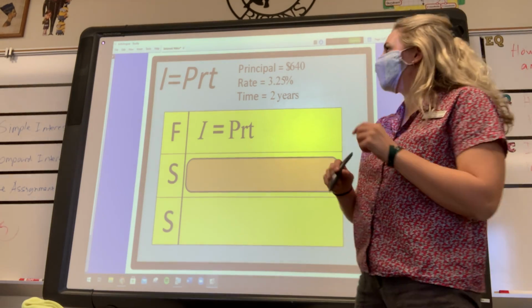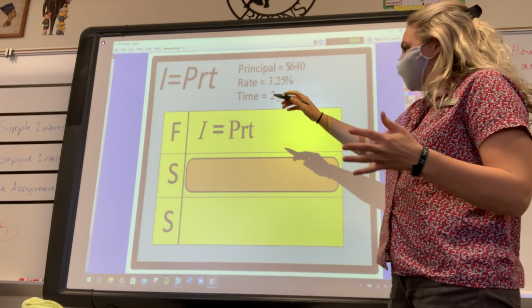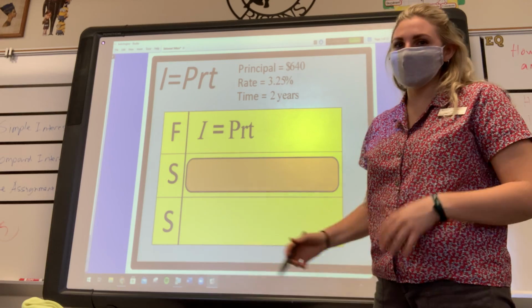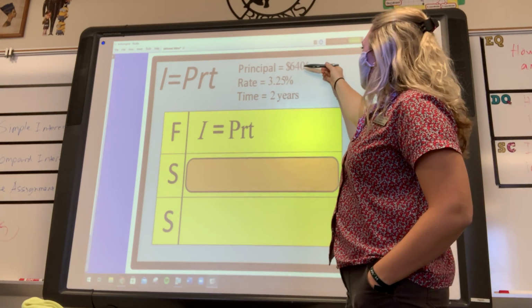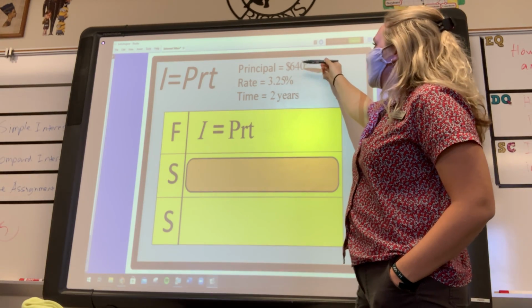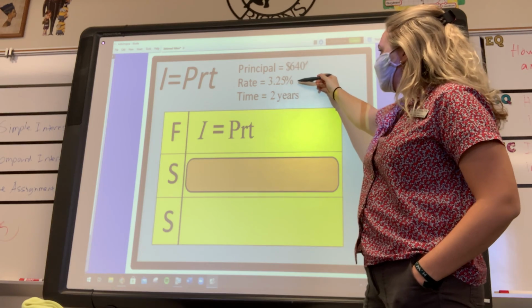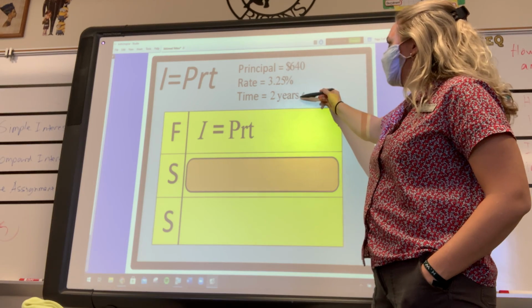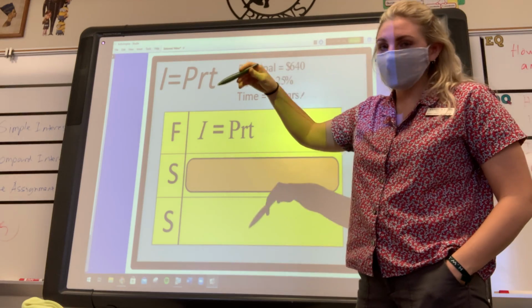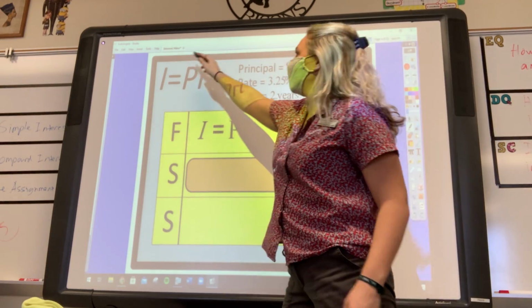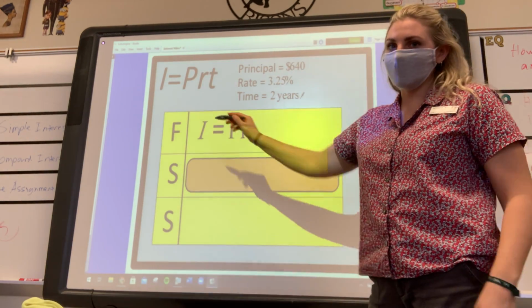All right, so we have another given set of information. We have a principal amount of $640. We have a rate of 3.25%, and we have a time of 2 years. So as Mr. Campbell mentioned, we have our same formula that we've plugged into our formula line here.